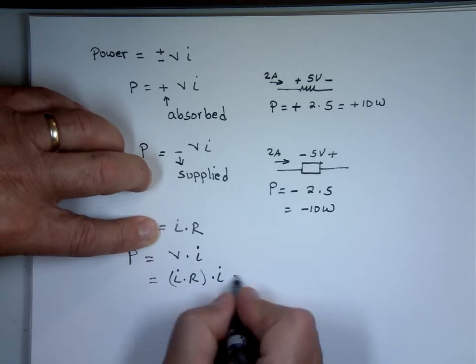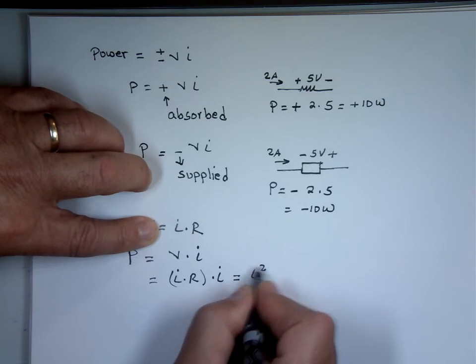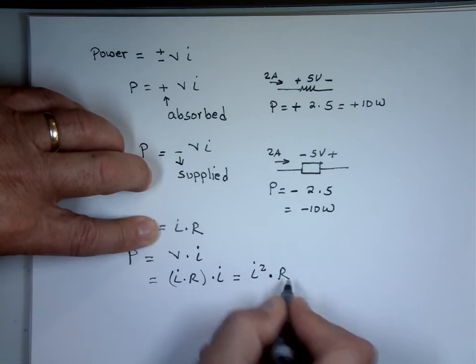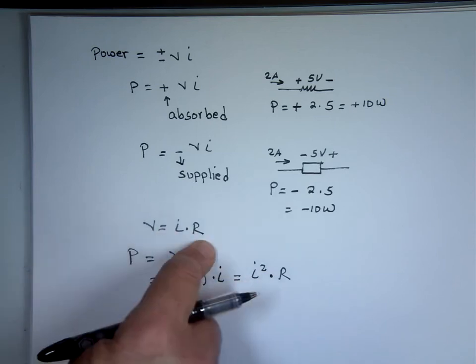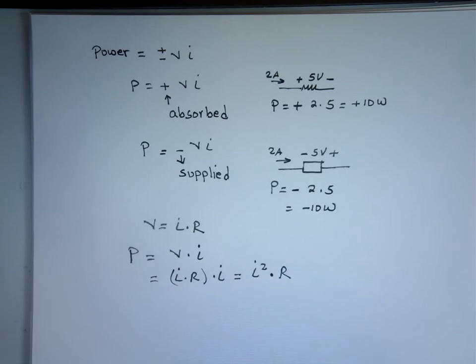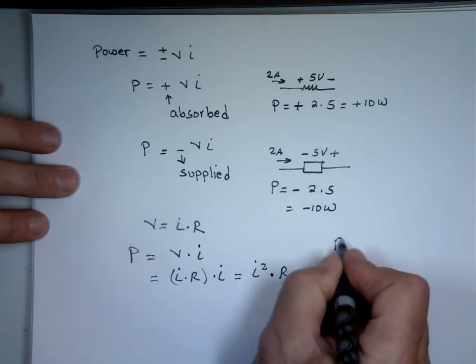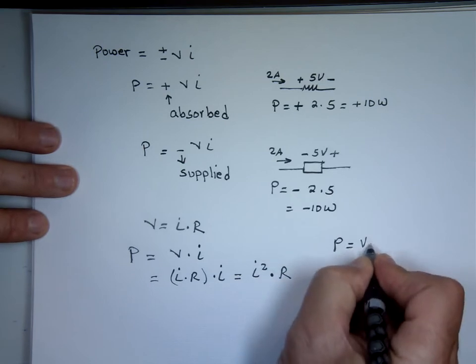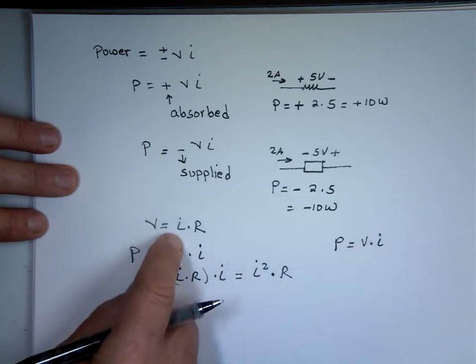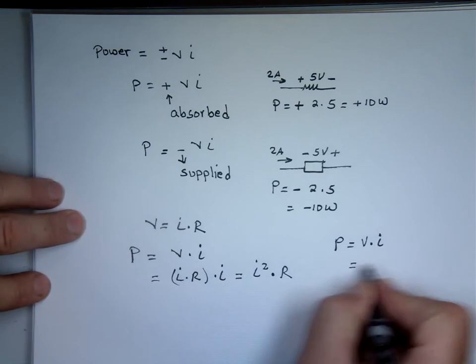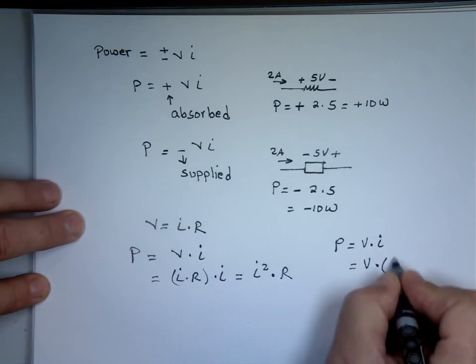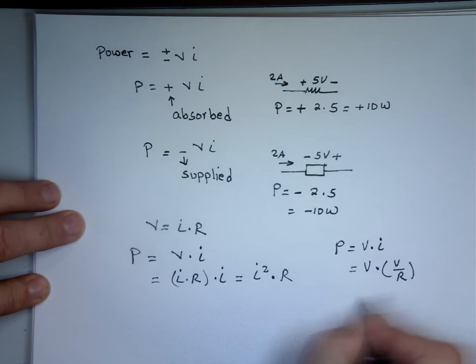So power can be calculated also by using what? I squared times R. So if you know the current and the resistor, you don't have to find the voltage first and calculate the power. You can use that equation. Or if you look at Ohm's law, what is I equal to? V over R. So V times V over R, we can say power is what?